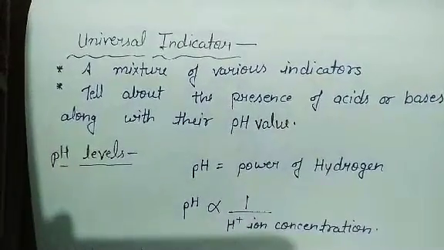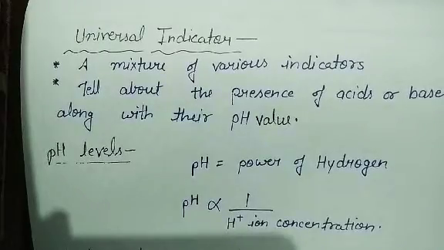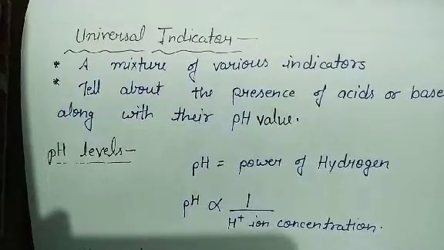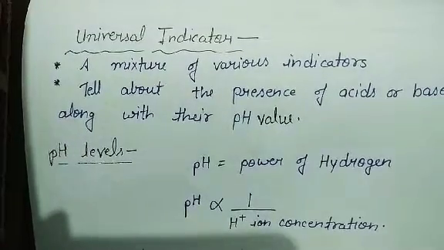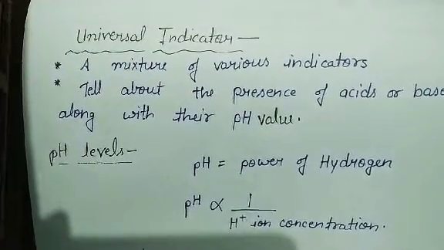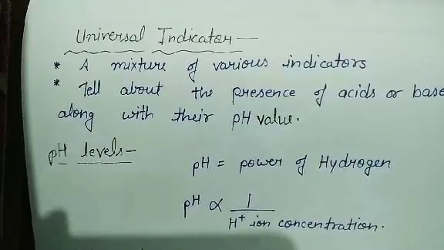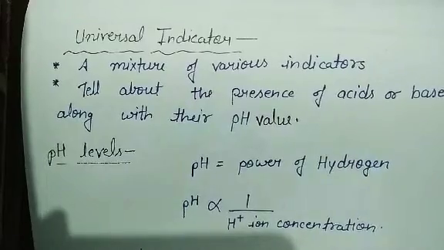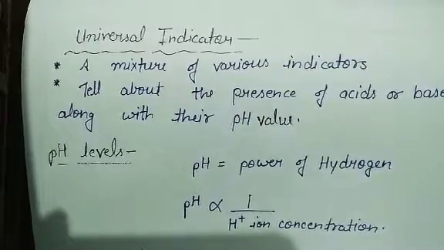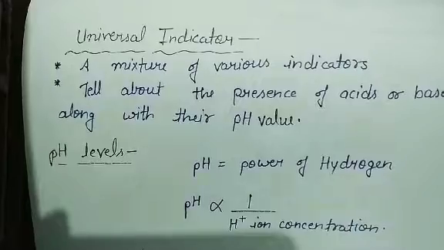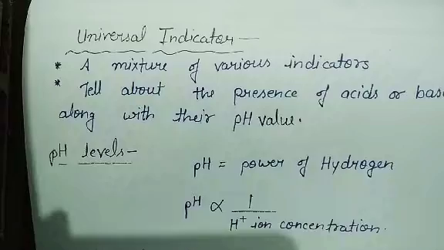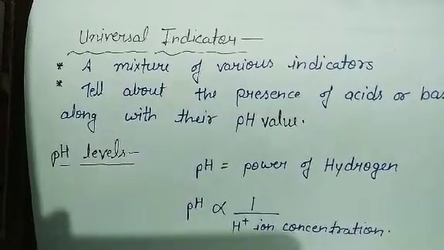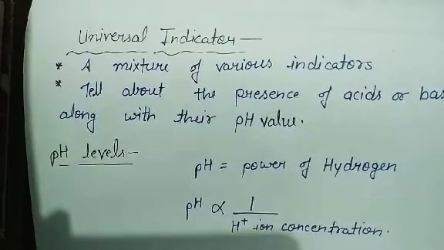So for different pH values it shows different colors. You can find it in your NCERT book. There will be a shade card of universal indicators which will show you the different colors at different pH levels. So by the color itself you will be able to know whether a given substance is acidic, neutral or basic, as well as what the pH of the given substance is.